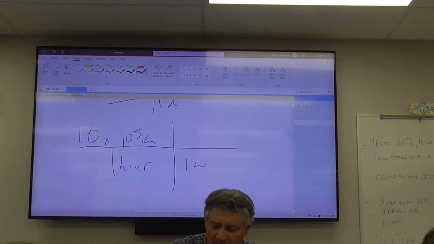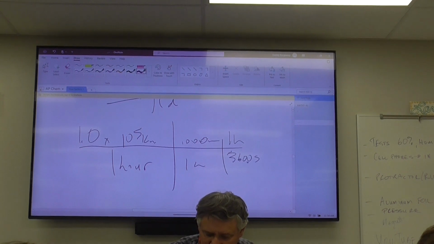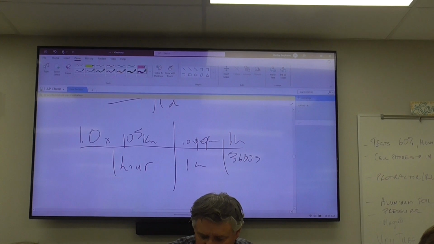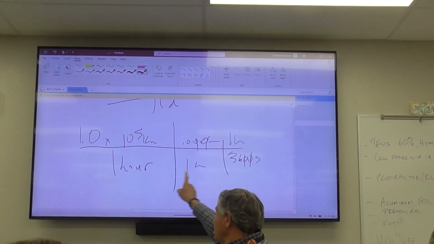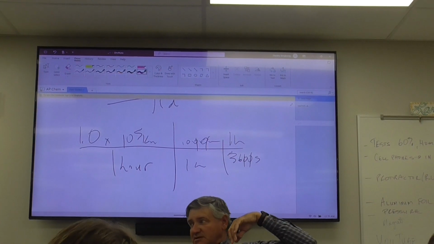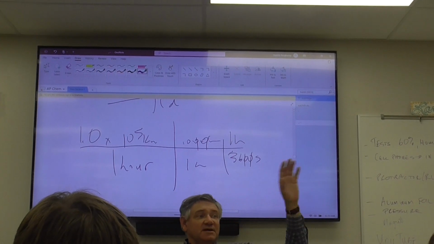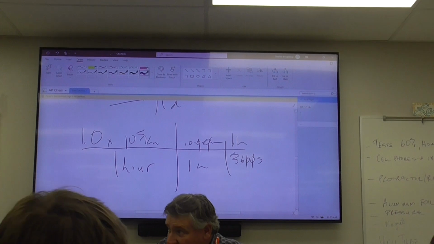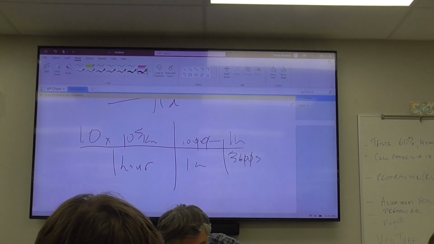Cool. 1 kilometer, 1,000 meters. 1 hour is 3,600 seconds. If you really want to get fancy, you can lop off zeros. Short version is, you convert from kilometers per hour to meters per second: multiply by 10, divide by 36. That's it, okay? Every conversion from kilometers per hour to meters per second is this. You multiply by 10 and then you divide by 36. Times 10 divided by 36.